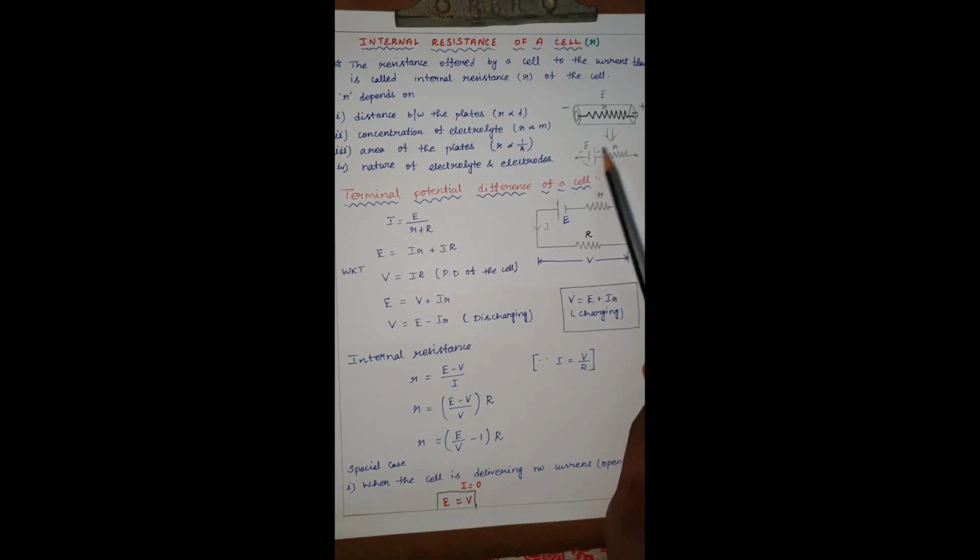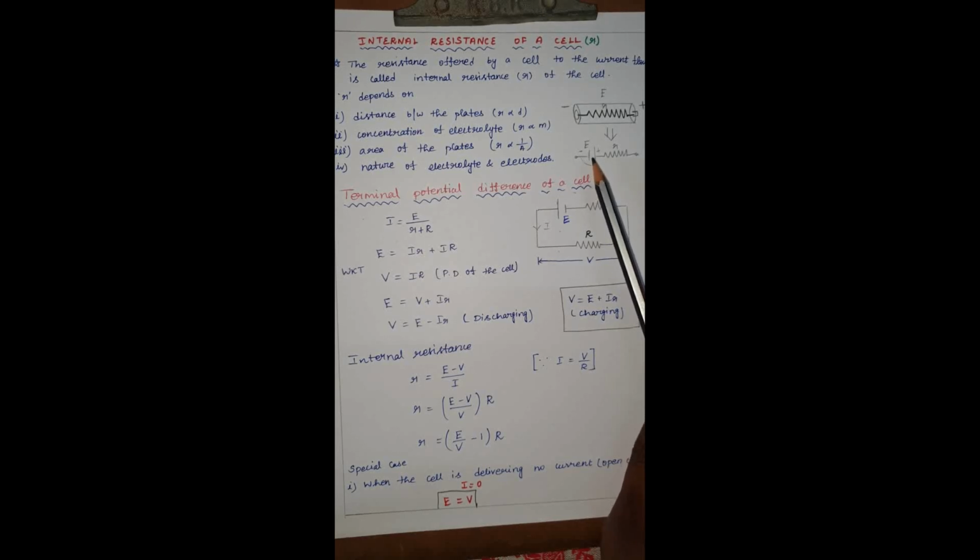You can compare these two here. In the case of a cell, the electrolyte is present inside, so I have drawn it as a resistance. When I draw it like a circuit, I can write that the internal resistance is in series with the particular cell that I am connecting.